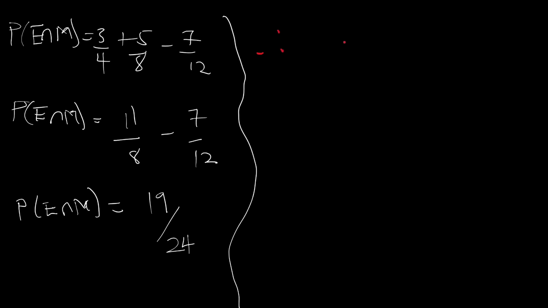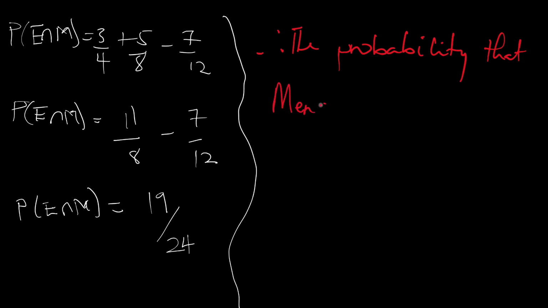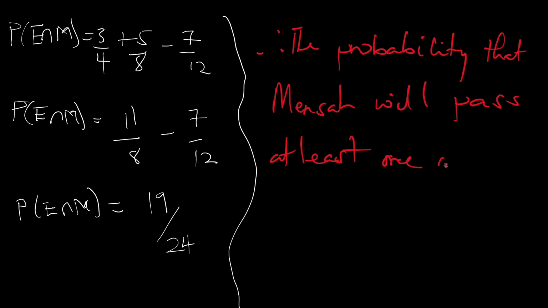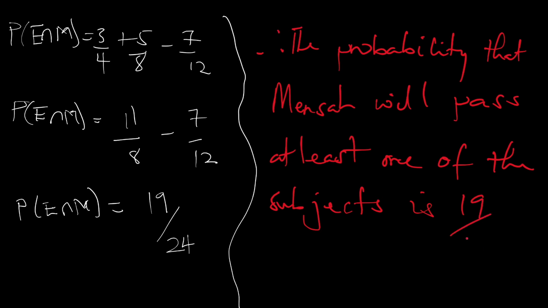So therefore, the probability that Mensa will pass both subjects is 19/24. So we are done with part A of question 5.